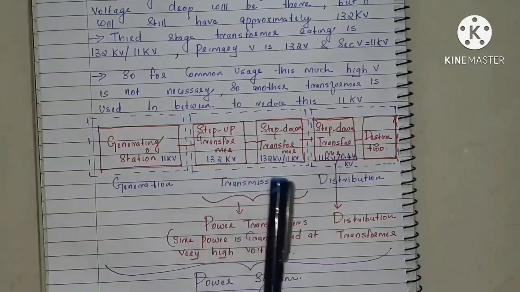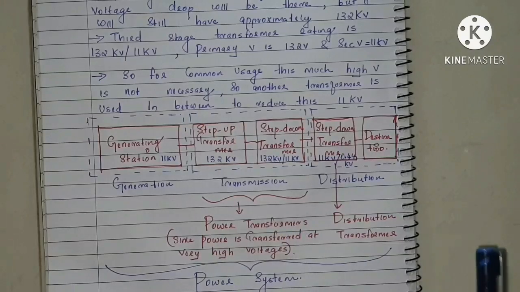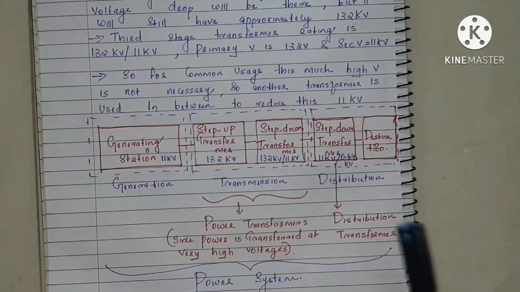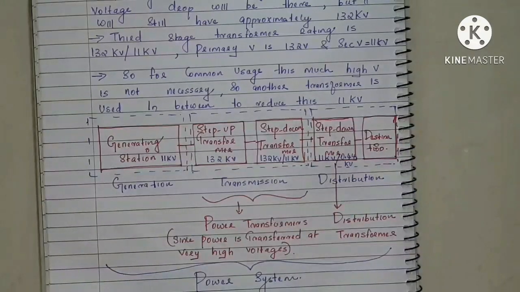These two transformers are used for transmission purpose. They are known as power transformers, since power is transformed at very high voltages. And this transformer, the step-down transformer, is used for distribution. It is known as distribution transformer. And the complete system can be referred to as power system.